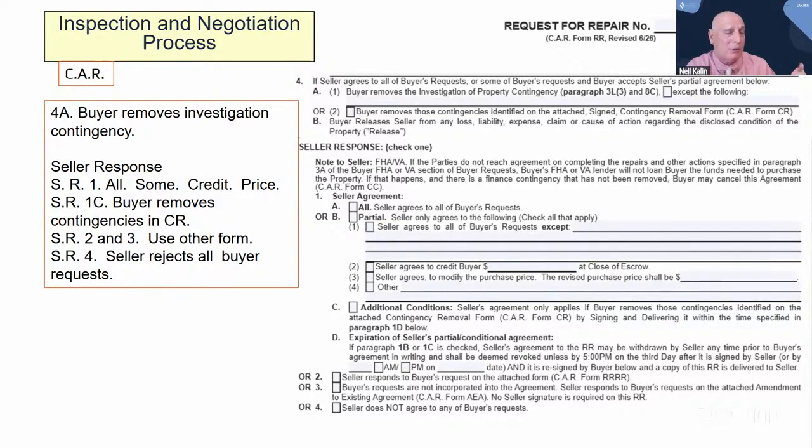If the seller agrees to everything the buyer wants, great, you have an agreement. The buyer is also automatically agreeing to remove their investigation contingency. If the seller then makes some alterations and the buyer agrees to that, then the buyer is also simultaneously agreeing to remove at least the investigation contingency. But the seller could say, buyer, as part of my alterations, I want you to agree to remove other contingencies as well. And let's go to our next slide.